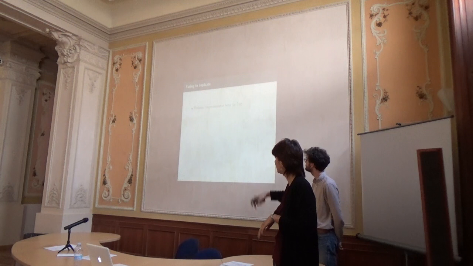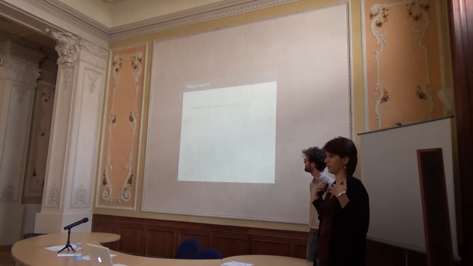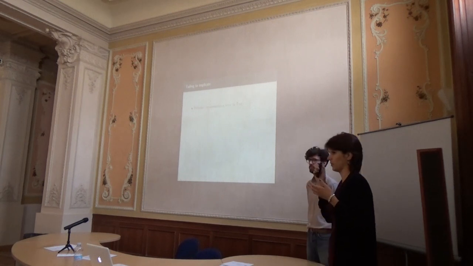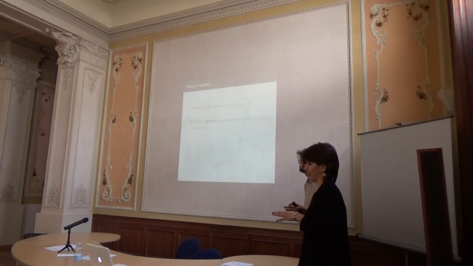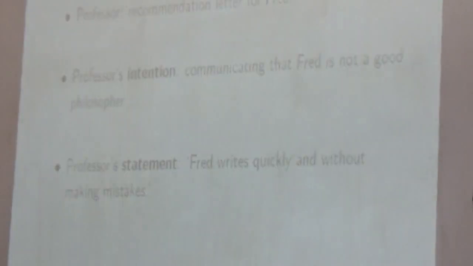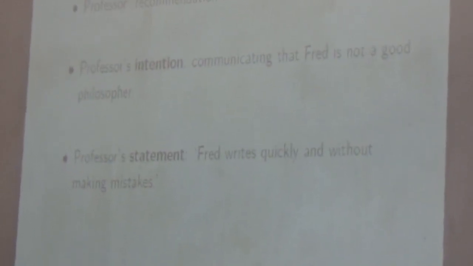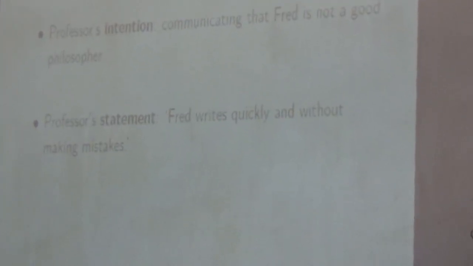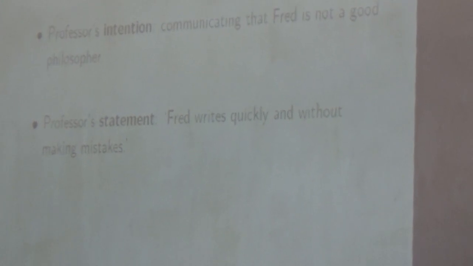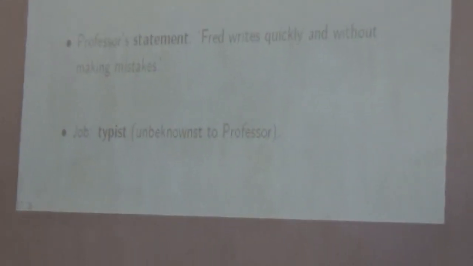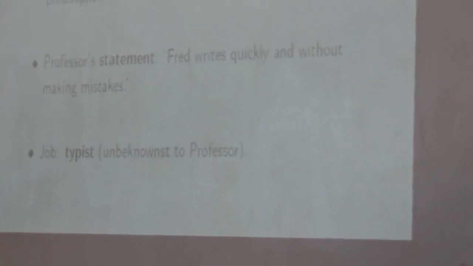So we have a professor that has to write a recommendation letter for his student Fred, but that thinks that Fred is not a good philosopher, so he wants to convey the implicature that Fred is not a good philosopher, so that he has not to be harsh. So he writes in the letter that Fred writes quickly and without making mistakes, and he writes nothing about Fred's ability in philosophy. But unbeknownst to the professor, the job Fred is applying for is a job as a typist. So what happens in this case is that the implicature fails.